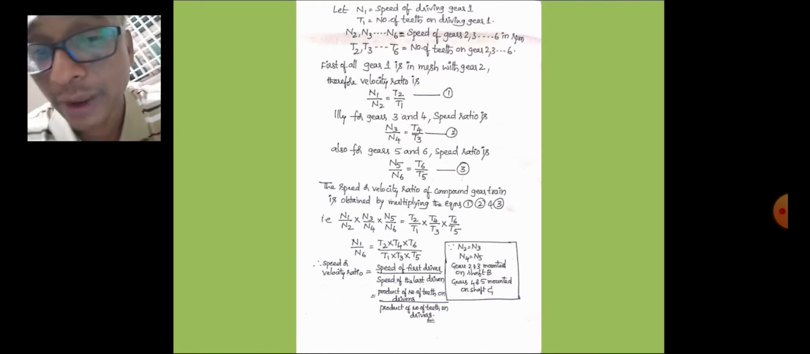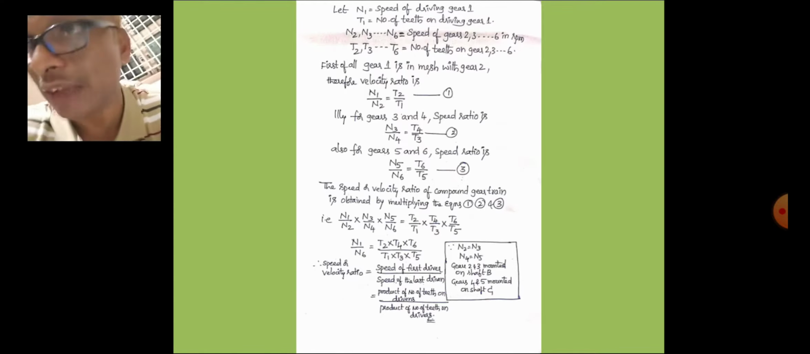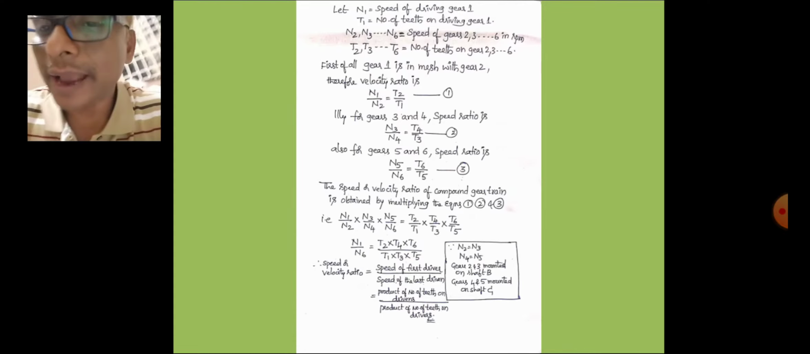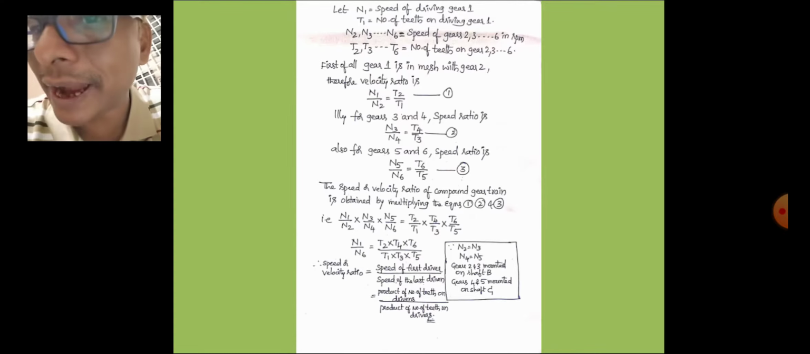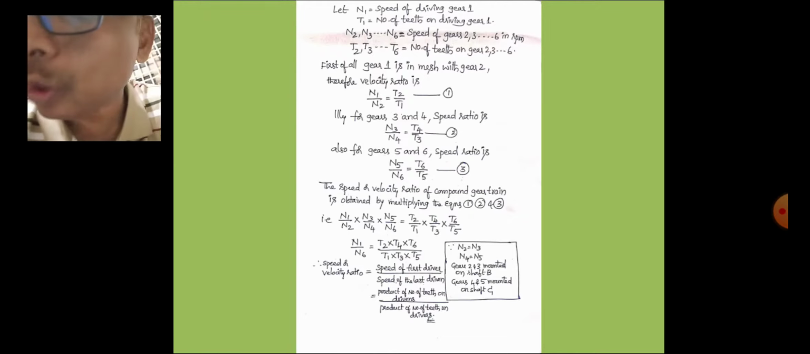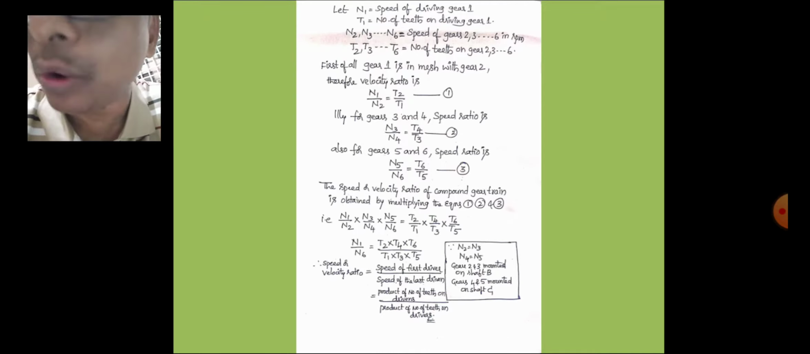So in between gear 1 and gear 2, the velocity ratio 1, 2, means N1 by N2 is equal to T2 by T1. Next, when gear 2 rotates, gear 3 simultaneously rotates in the same direction with the same speed, as 2 and 3 are mounted on the shaft B. So when gear 3 rotates, it drives gear 4. Therefore, gear 3 is driving gear 4.